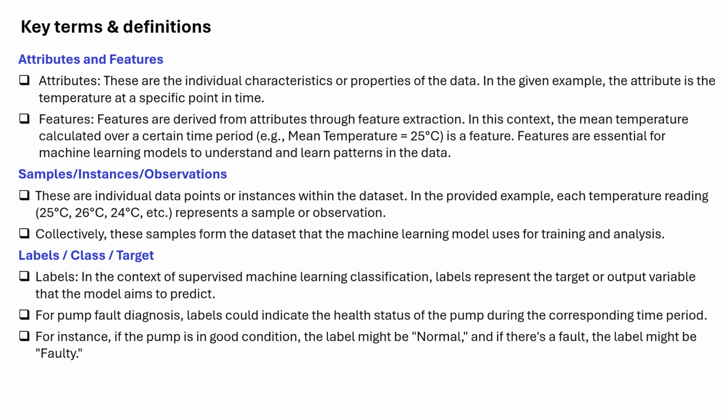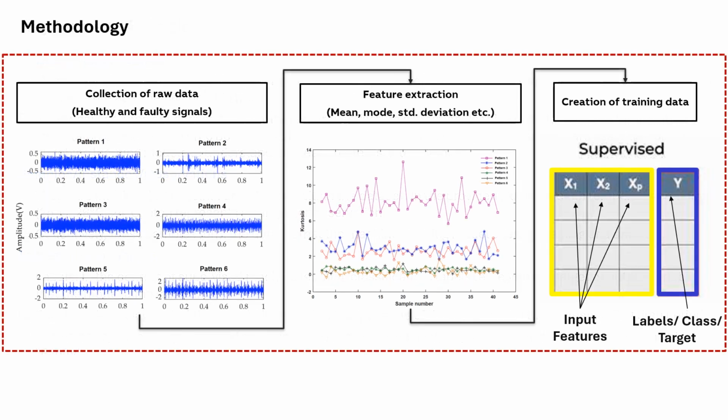If everything is working fine, the label might be normal. But if there's a hiccup, it could be faulty. Labels give our model a goal to strive for in its prediction. Let's continue building our framework. Start by gathering a diverse dataset that includes both healthy and faulty signals from your system. This dataset is the raw material for your machine learning model.